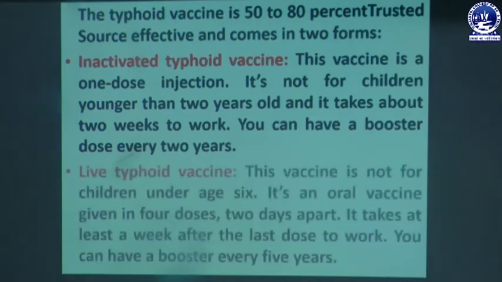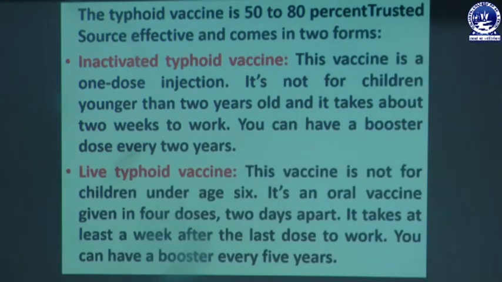Next is the live typhoid vaccine. This vaccine is not for children under age 6. It's an oral vaccine given in 4 doses, 2 days apart. It takes at least a week after the last dose to work. You can have a booster every 5 years.